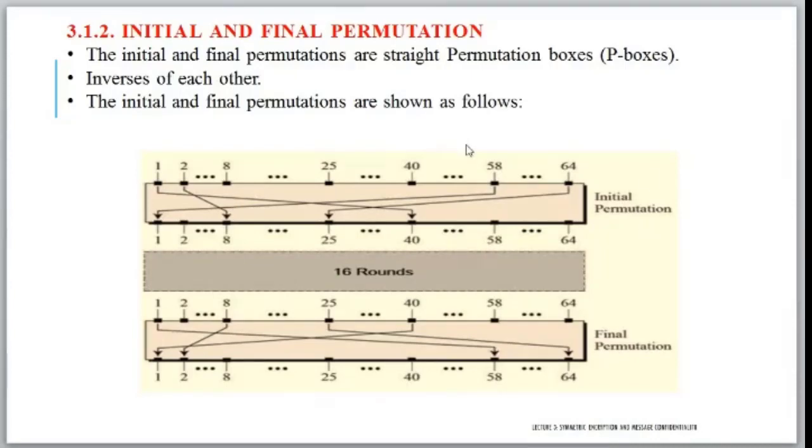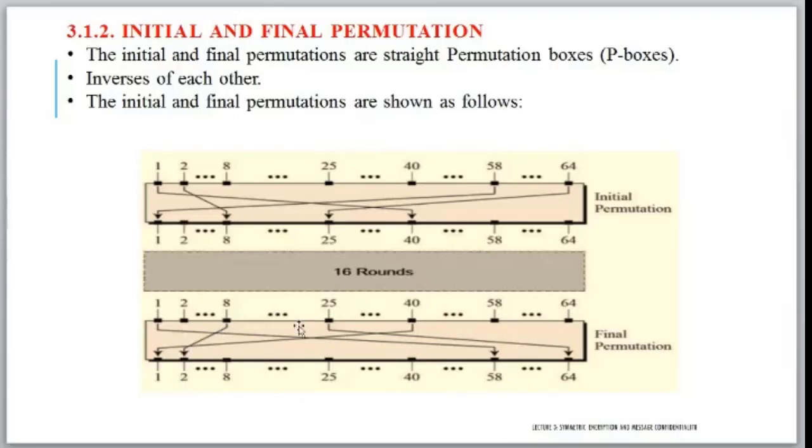After the initial permutation, you can see 16 rounds going. Now I'm going to the final permutation. You can see what is happening. The same thing: the value available in the first position, I'm going to move to the 58th position. The value available in the 8th position, I'm going to move to the second position.